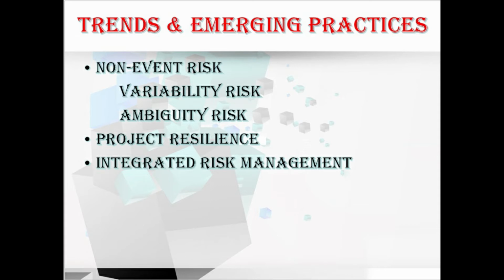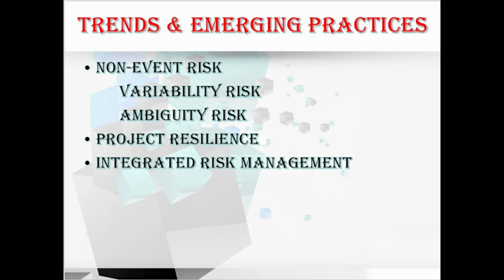We have two main types of non-event risk: variability risk and ambiguity risk. Let me explain what variability risk is. Uncertainty exists about some key characteristics of a planned event, activity, or decision. Examples include productivity being above or below target, the number of errors found during testing being higher or lower than expected, or unseasonal weather conditions occurring during the construction phase, etc. This is all about variability risk. It varies.